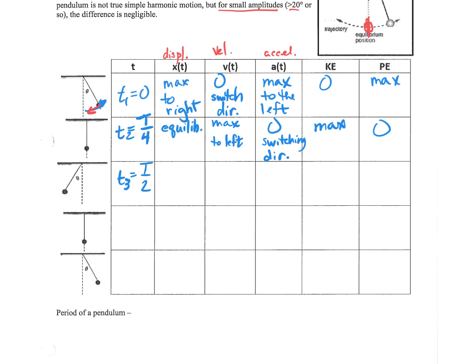Now, displacement. It is going to be maxed all the way to the what? It started maxed to the right, so now it's all the way to the other side, so it's maxed to the left. Yes. So it's maxed to the left. Okay. Now, what is the velocity at exactly that point? When it gets to its highest, to the left, what's happening? Okay, it's switching direction, so what is the velocity going to be then? 0.